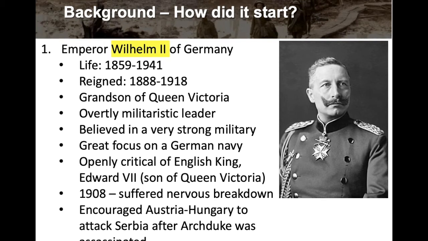Background. How did it start? So we first have to talk about Germany in the 19th century into the 20th century. And it's the emperor of Germany there on the screen. This is not the first emperor, but the second one, Emperor Wilhelm II of Germany. His life, 1859 to 1941, and he reigned as emperor from 1888 to 1918.